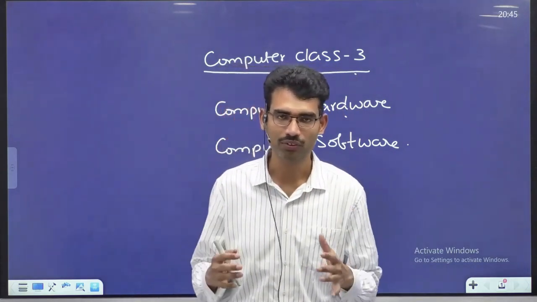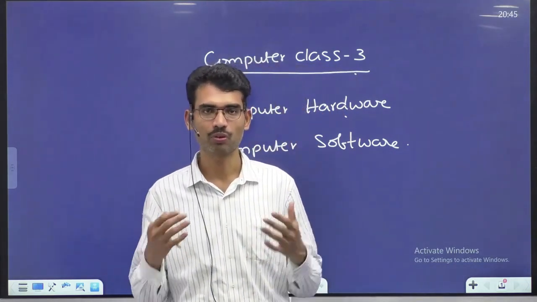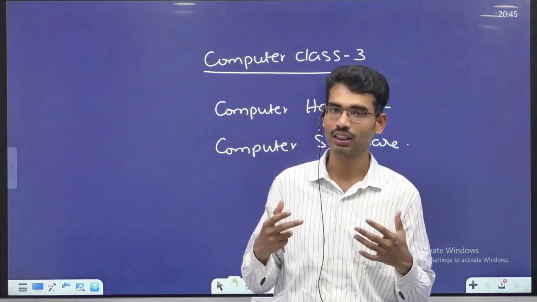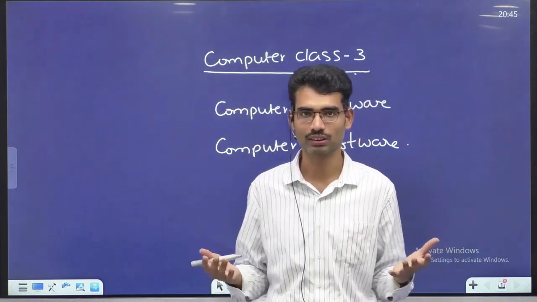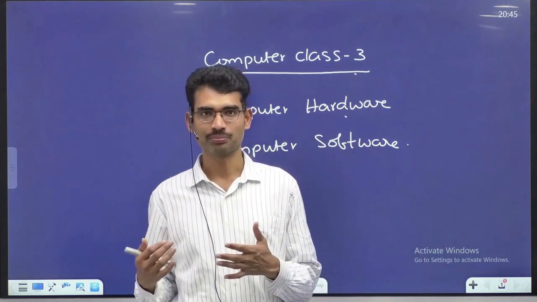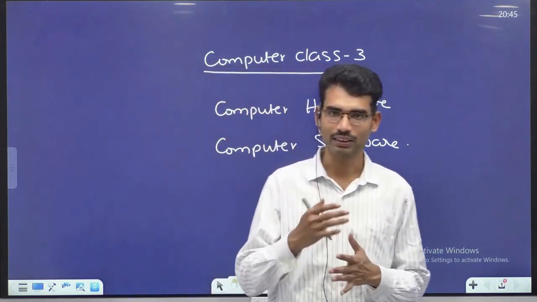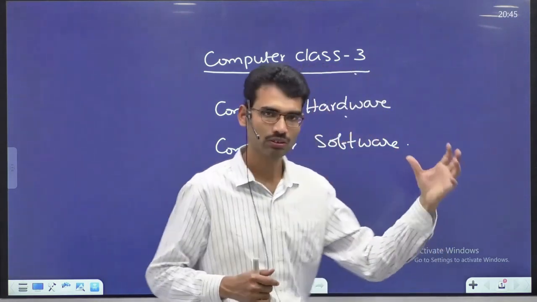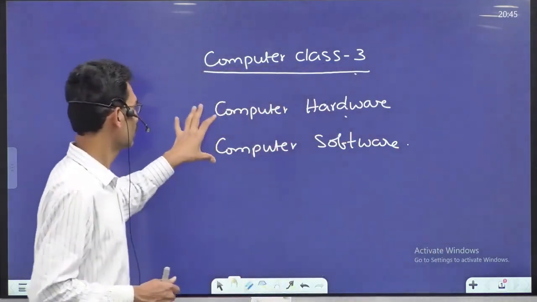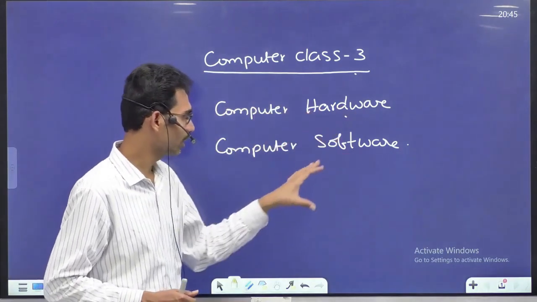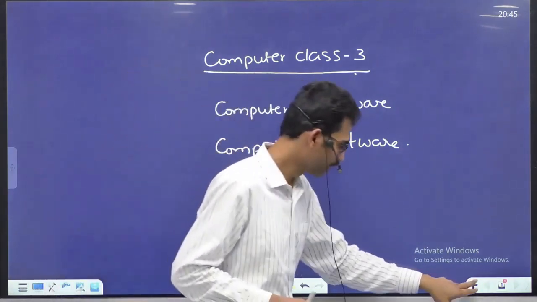It is in binary format, ones and zeros. But we human beings cannot always understand ones and zeros. We have the decimal system, but there should be a mechanism to convert the decimal system into the binary system also. Those things we have seen. Today, we will see computer hardware and computer software.